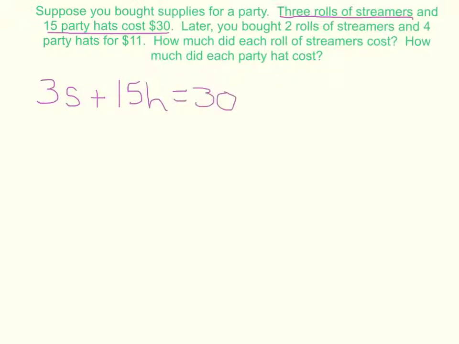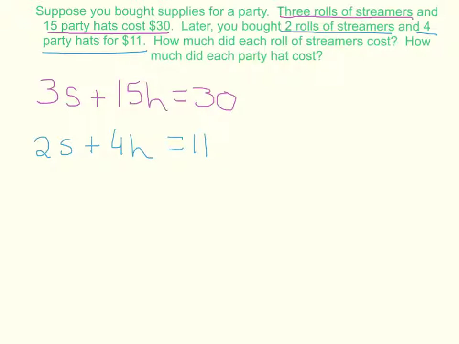And then it says later you bought 2 rolls of streamers and 4 party hats for $11. So that's 2 rolls of streamers plus 4 party hats, and you spent a total of $11. So how much did each roll of streamers cost and how much did each party hat cost? So we're solving for both variables S and H that represent the price of streamers and hats.